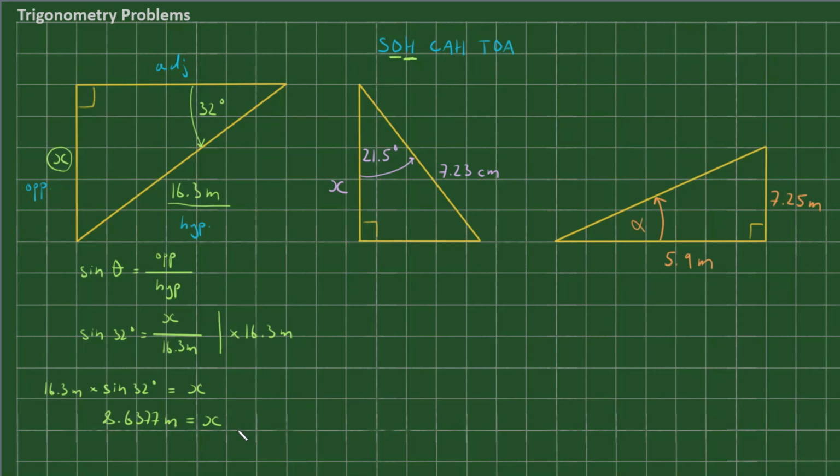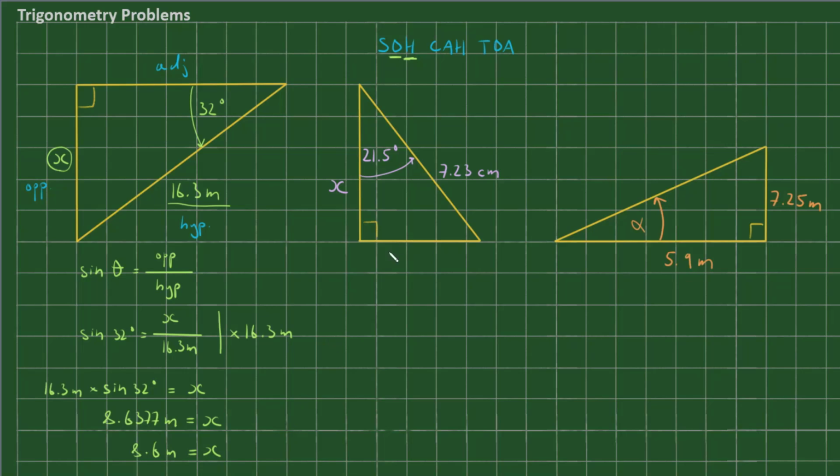The question now becomes, how should I round this value? I have two measured quantities. I have 16.3 meters and I have 32 degrees. My result should only have as many significant figures as the measured quantity with the least number of significant figures. In this case, that means 2. So this 8.6377 becomes 8.6 meters equals x.